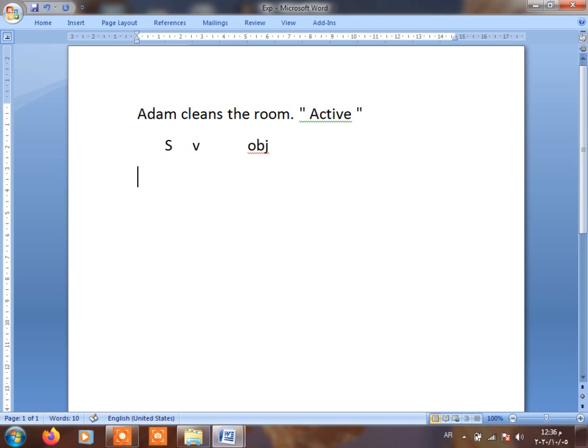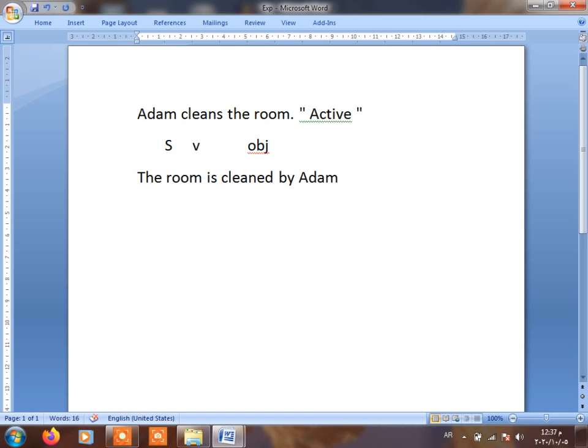So if I want to change this sentence into the passive voice, I have to start my sentence with the object, which is the room. So this is the first step. The first step is to start with the object, and then I have to check the sentence tense. Is it present simple or past simple? Here the sentence is in the present simple because the verb is cleans and it ends with s. So if the sentence is in the present simple, I have to put am or is or are after the object. So the room is, and then I have to write the verb in the past participle. So the room is cleaned by Adam.